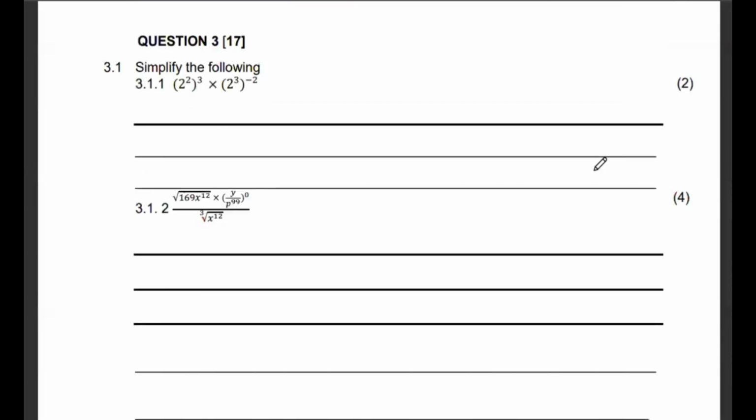Question number 3. Simplify the following. So these are still exponents, an exponent and another exponent. These two multiply, so it's going to be 2 times 3, which is a 6. And then 2 and 3 are negative, so 2 is negative 6. Then we add up the exponents since the bases are the same. So 6 plus a negative 6, that's a 0. And then 2 to the 0 gives us a 1.